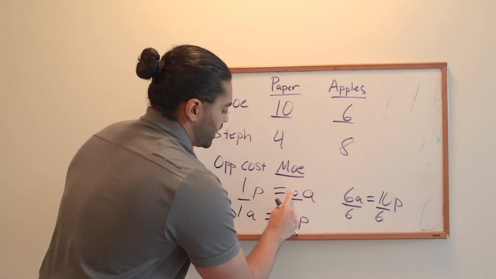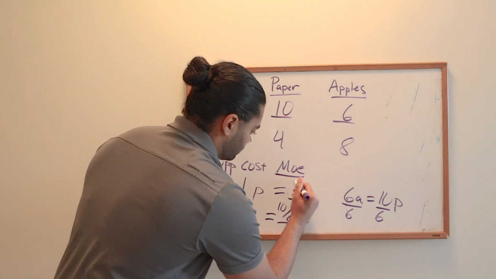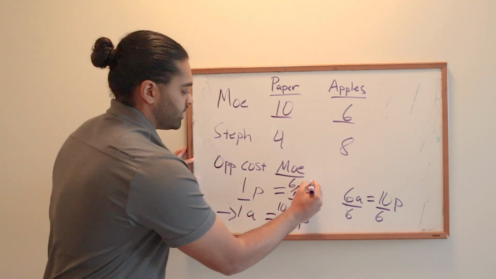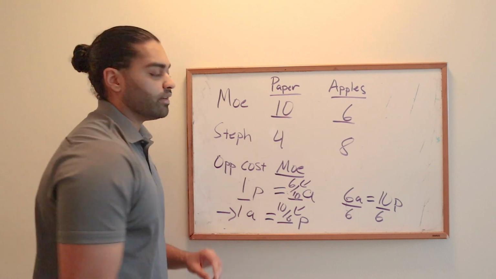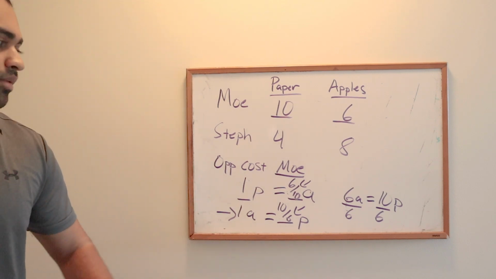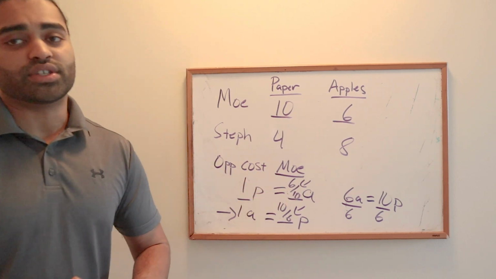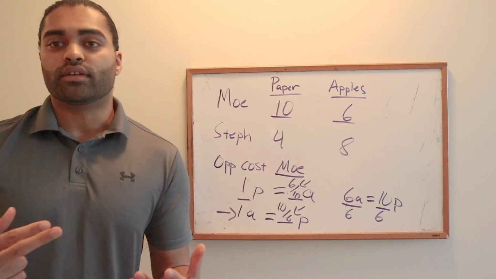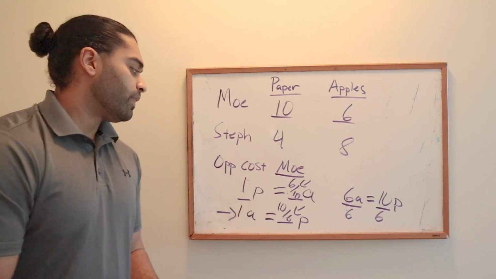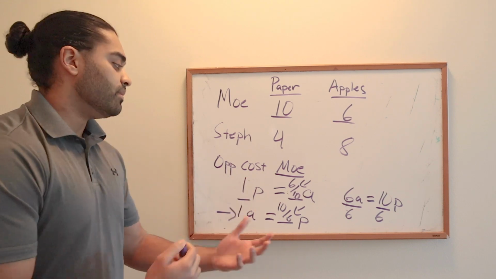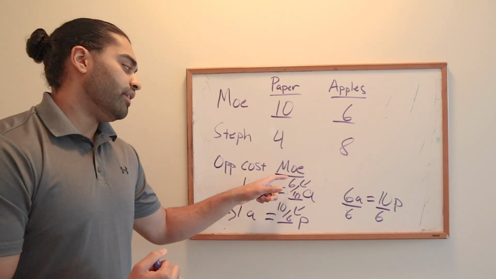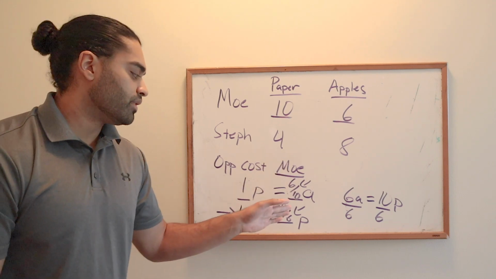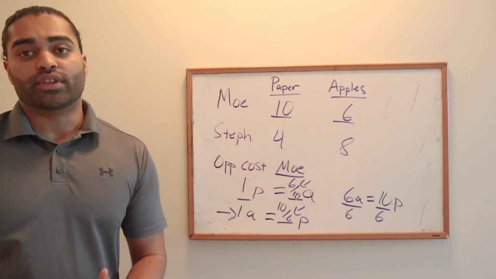Now, I'm going to go back and show you something. So what do you notice about this number right here and this number right here? One's 6 over 10, the other one's 10 over 6. So once you calculate one opportunity cost, you automatically know the other. It's just the inverse, or the reciprocal, sorry. It's going to be the reciprocal. So in this case, if you calculate 6 over 10 for her opportunity cost of producing 1 paper, it's going to be 10 over 6 for the other.